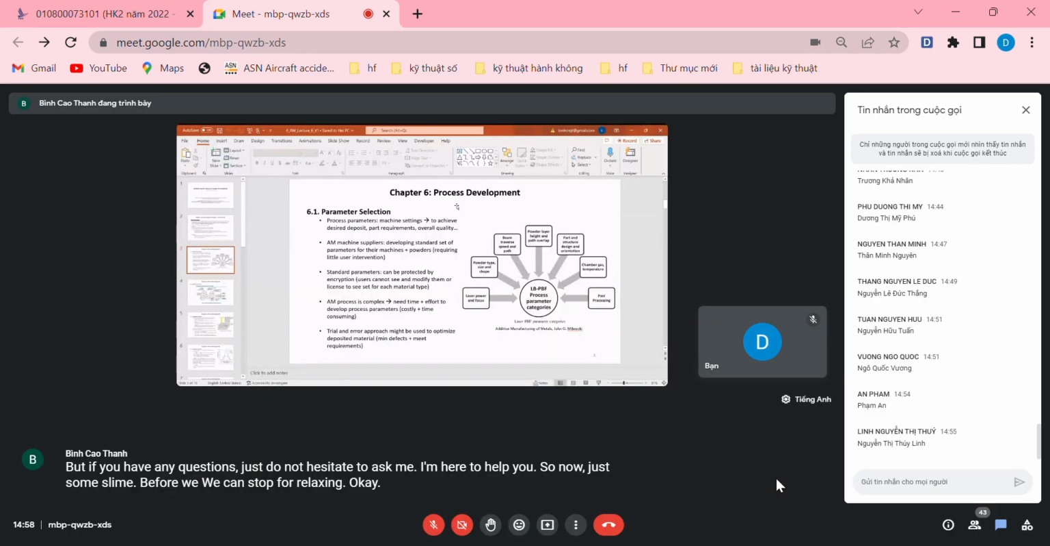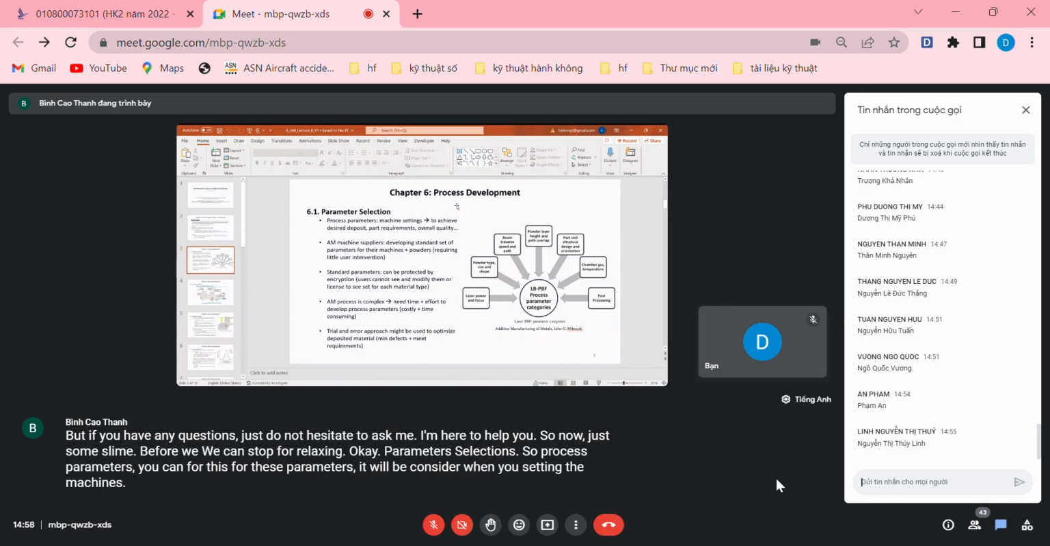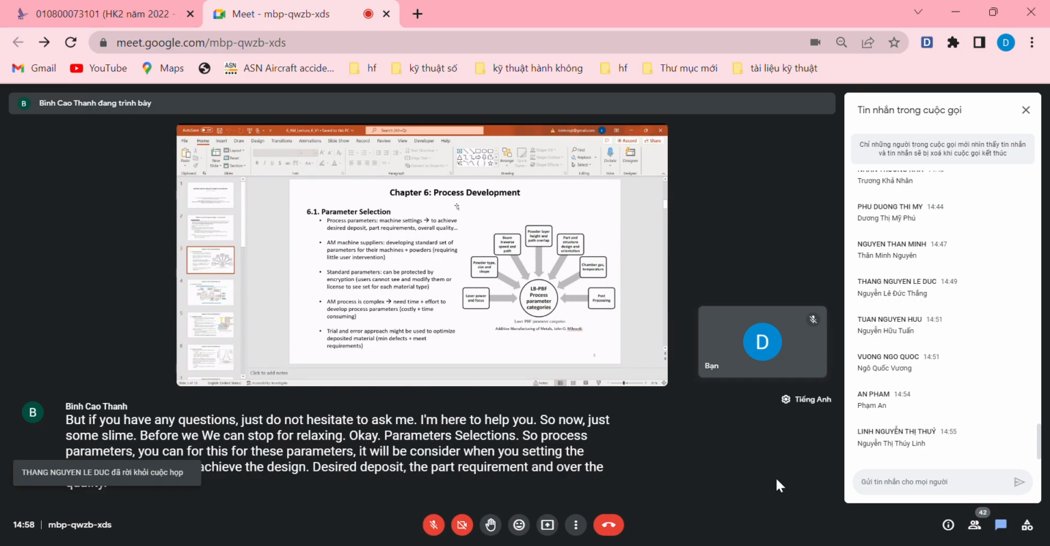Parameter selections. These are process parameters that will be considered when you're setting the machines. The aim is to achieve the desired deposit, the part requirement, and overall quality. For the supplier, it means those companies who develop the machines and sell the machines to the market.